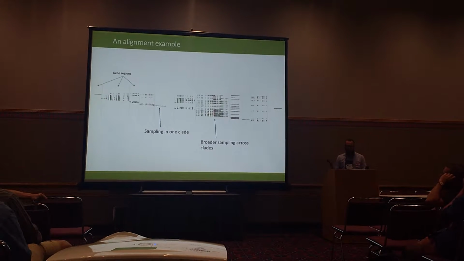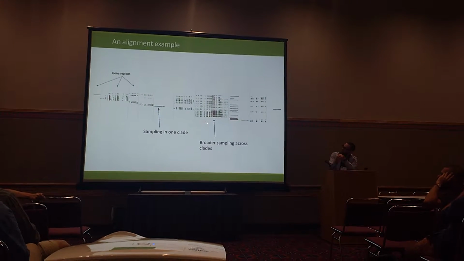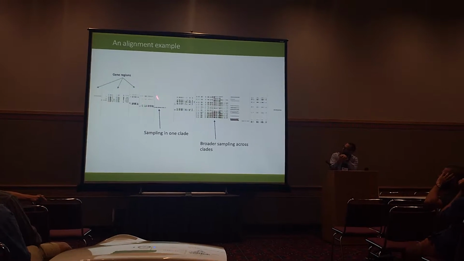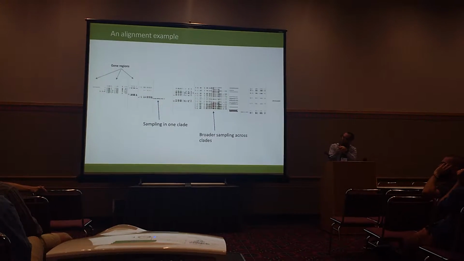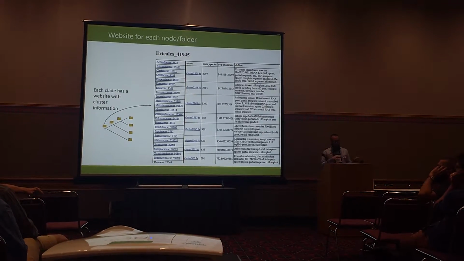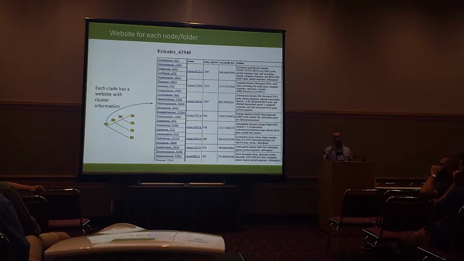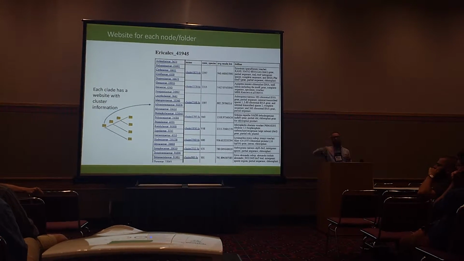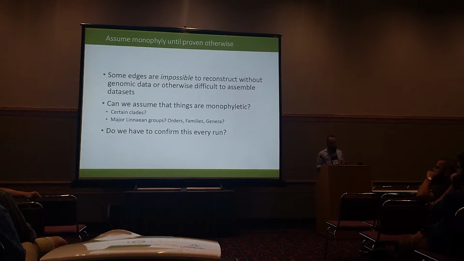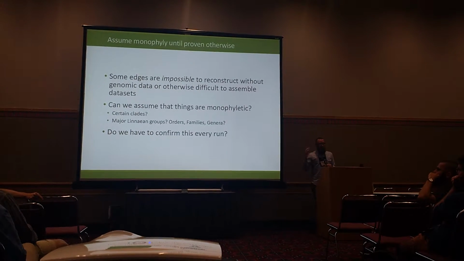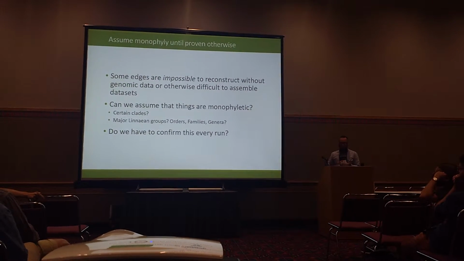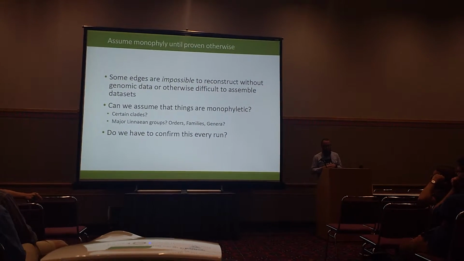So for example, here is a supermatrix. In some cases, we have some genes that are really well sampled, broadly sampled across the group, and some genes that are in one single clade. So we can accommodate both of these. Also just for your information, there's a website that gets created, with a folder for each, and you can click through and see where the clusters are in each of the folders. Some edges are impossible to reconstruct without genomic data, or otherwise difficult to assemble in data sets like genomic data sets.